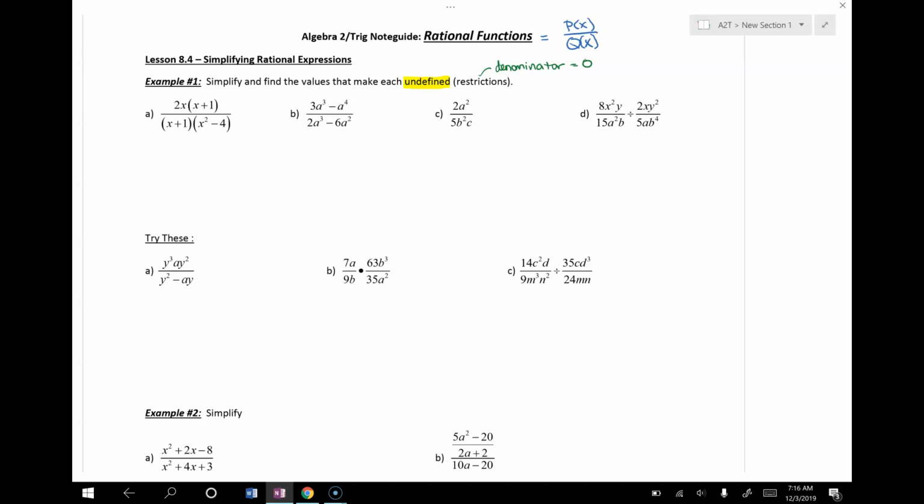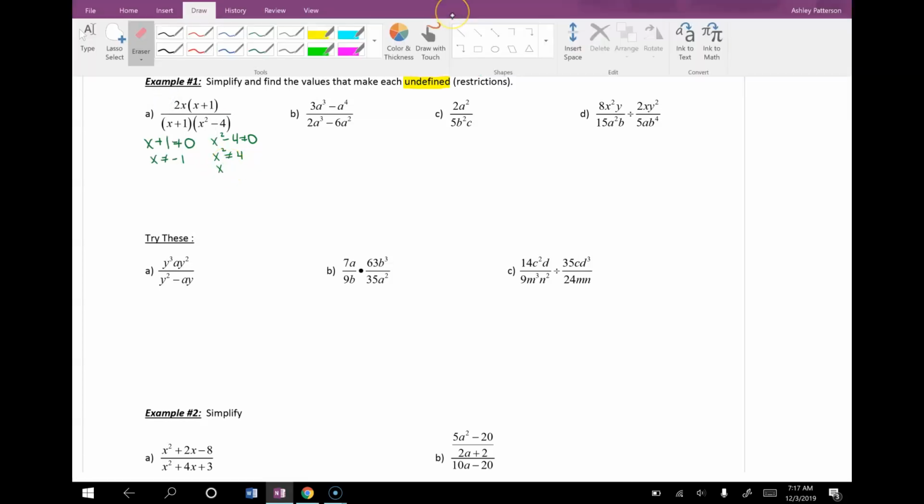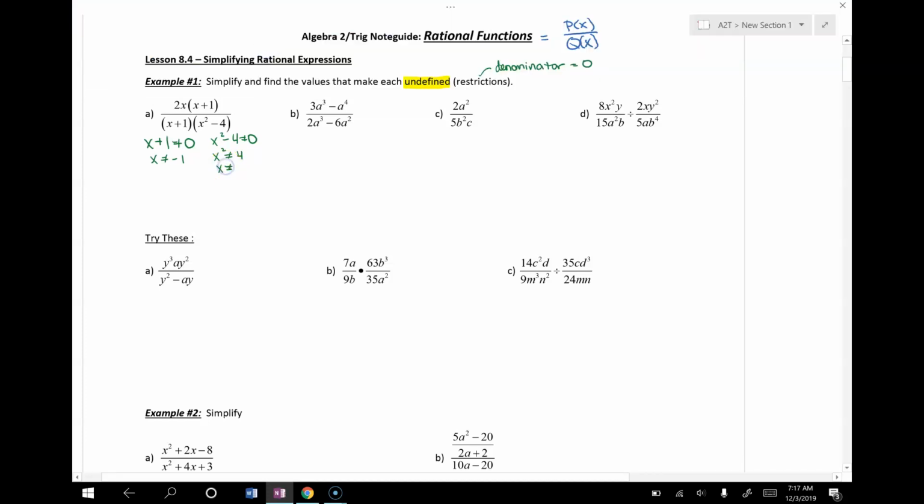So if we look at example number 1, in order to find the restrictions, we're going to take each piece in the denominator and set it not equal to 0. So x can't be -1. x squared can't be 4. So I'm going to take the square root of both sides. Oopsies, that means my square goes away. If you take the square root of both sides when you're solving, that means you have a plus and minus. So x can't be -1 or plus and minus 2. There are 3 restrictions on this particular rational function.